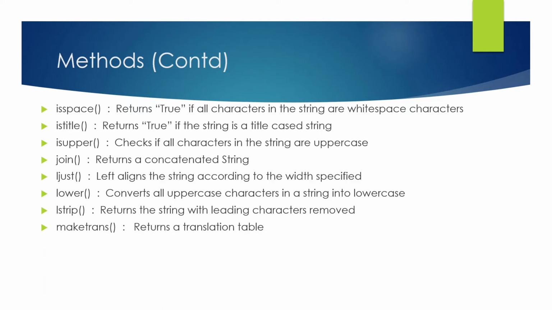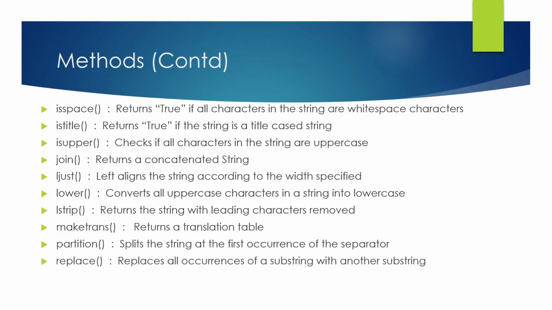Maketrans returns a translation table. Table is another thing used. We will talk about that later. Partition splits the string at the first occurrence of a separator, or sometimes you say a delimiter. Replace replaces all occurrences of a substring with another string. So if you have a string that is quite long and you want to replace something in it, you can use str dot, where str is your exact string, and then you can replace the value by using the replace method or replace function.